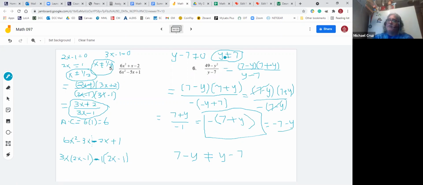And then it's undefined for y equal to 7. y cannot be equal to 7.